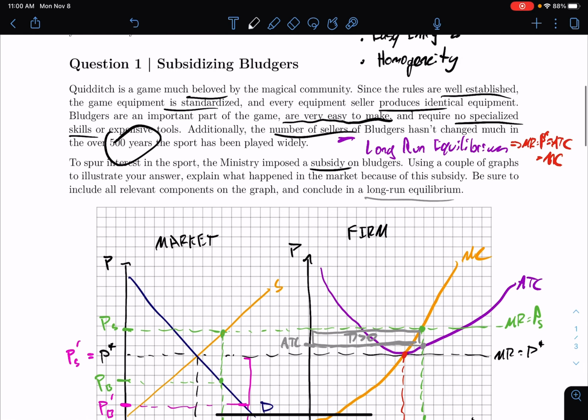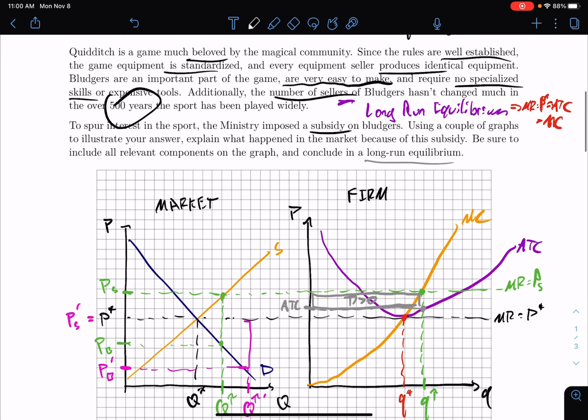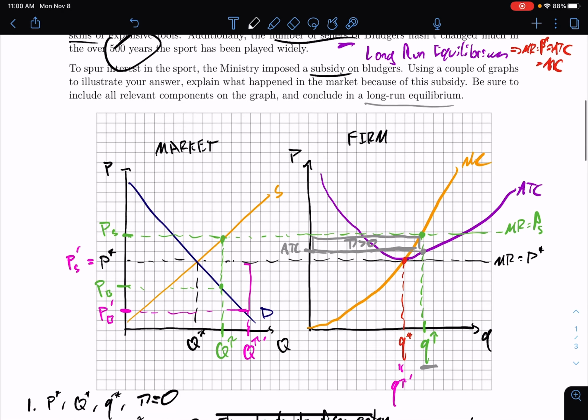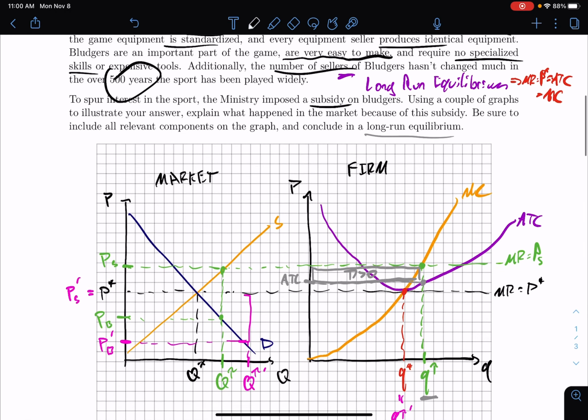Okay, so I think we'll leave it here. This is the solution to homework question 1.